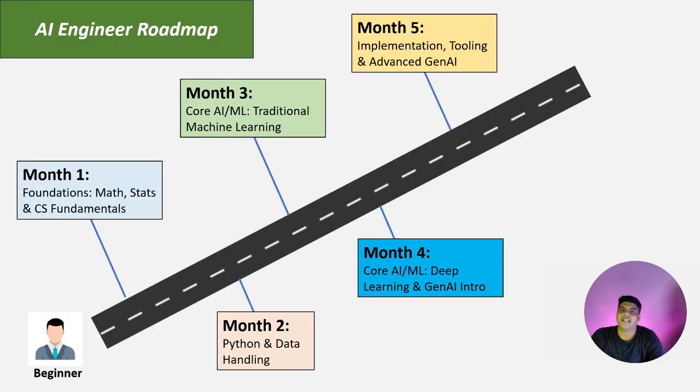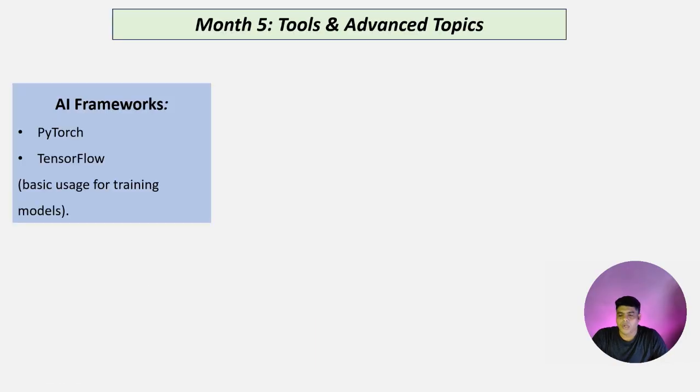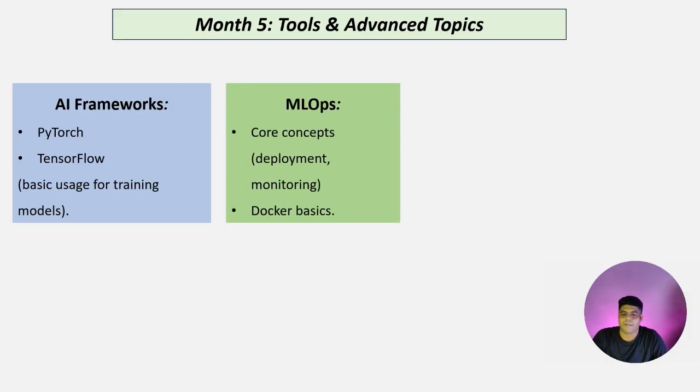Once you have an understanding of these basic concepts, in month 5, you need to learn more about how these are implemented in real life, what are the tools and technologies being used. So start learning about different AI frameworks like PyTorch, TensorFlow, and again, you have to start with basic knowledge of how this works. Get your hands dirty by trying some samples.